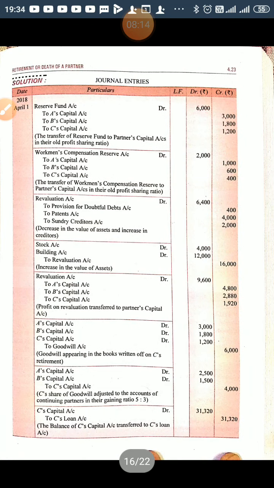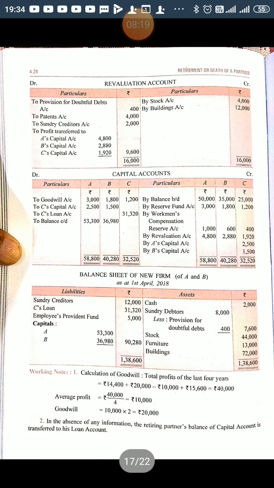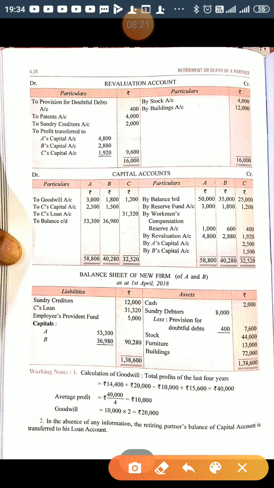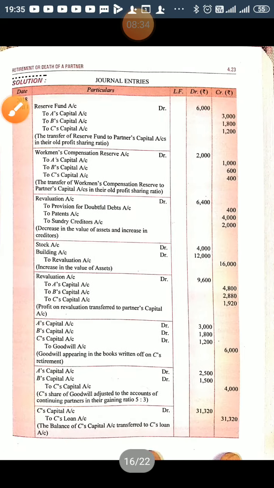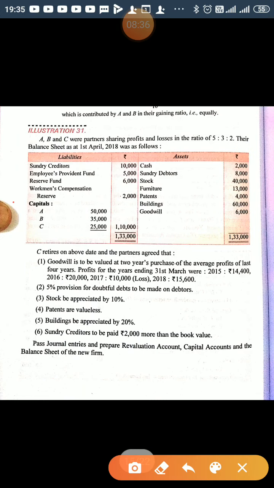And this will be transferred. This is a journal entry. It will be shown in the partners capital account, on the credit side, because the partners capital account was credited. So we will write by reserve fund this amount individually in their respective columns. Now, next in the question is workmen compensation reserve 2,000.